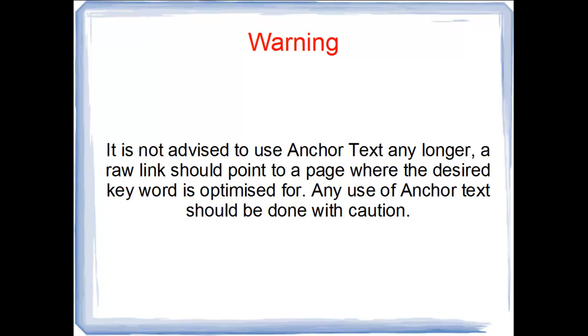So, a quick caveat, a quick warning: it's not advisable to use anchor text any longer. A raw link should point to the page where the desired keyword is optimized. Any use of anchor text should be done with extreme caution these days. Google's really cracking down on anchor text, and a lot of these problems, as we're all aware, come from excessive use of anchor text. So best practice these days is, we're back to good old-fashioned on-page optimization, where we optimize the page for the keyword, and then we just send a link from a raw URL pointing to that page to allow Google to decide what keyword to rank for themselves. We really want to be very sparing with anchor text, or it's going to cause us all kinds of problems.